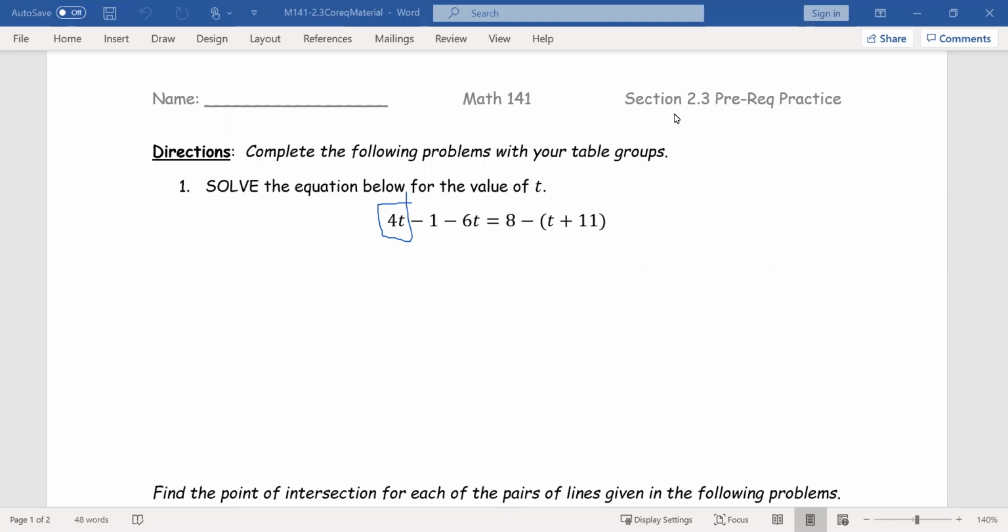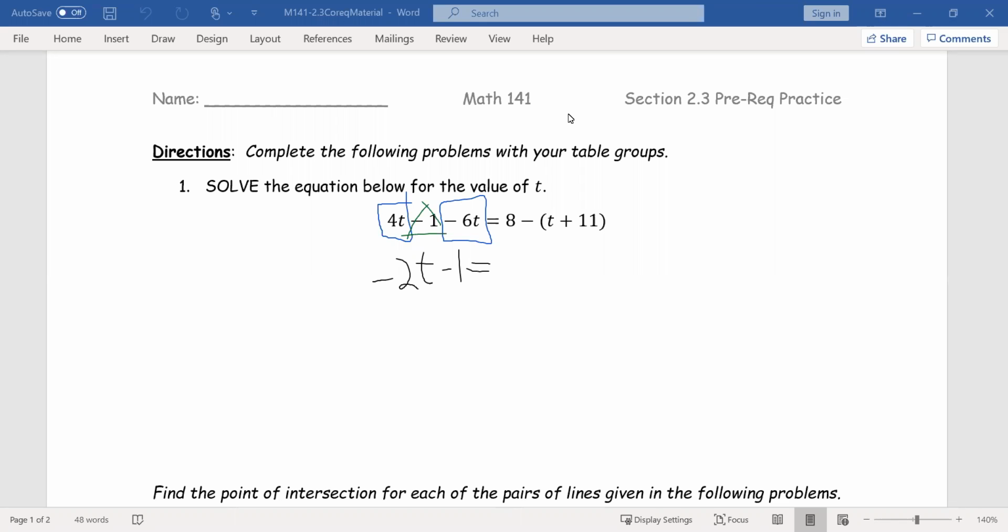Looking at the left-hand side, I see that there's a 4t here, and there's also a negative 6t, and so those are going to be like terms. The negative 1 is not going to be like terms with those two because it does not have a t. If we combine the 4t and the negative 6t, and notice it's a negative 6t, that negative sign is included there, that will give us negative 2t, and the minus 1 is left.